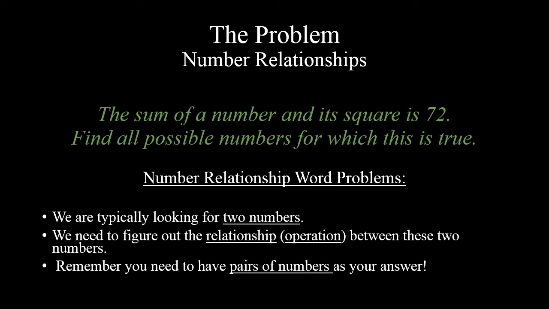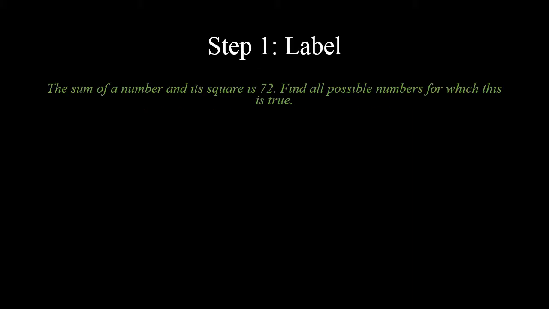Remember, we need to have pairs of numbers as our answer. We're looking for 2 numbers, which means we're looking for pairs. Step 1, label. This is the first step in our map to solving these problems. So what does it mean to label?